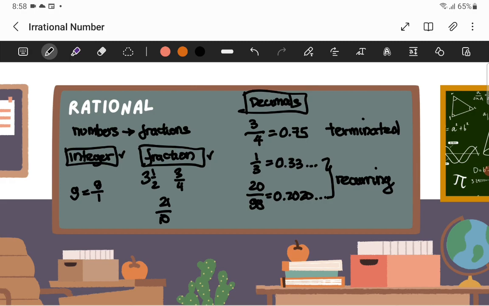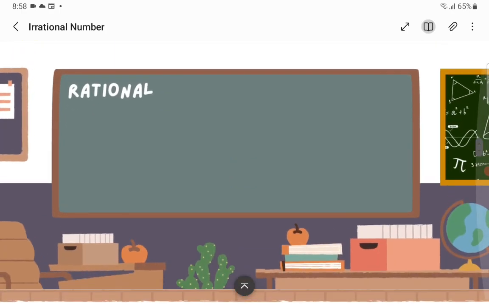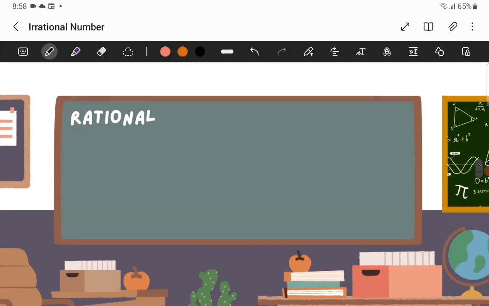How about the numbers that are not included in the rational? Oh, the name is still rational? No, the name is not a rational number. The name will be irrational number, the opposite of rational. The example can be 1.3151237, and so on. A non-terminated and non-recurring decimal.